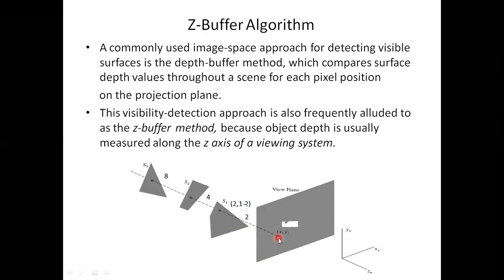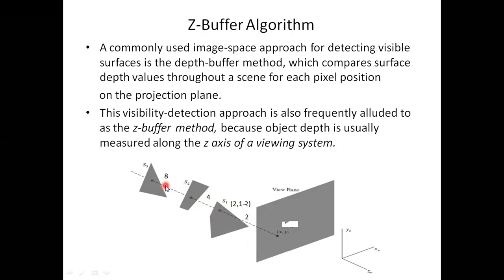This is the distance from the projection plane to the first object. What is the distance? 2 units. So the Z value is 2 for this object. Now what is the distance from the projection plane to the second object? It is 4 units. On the same lines, what is the value of Z for the third object? It is the distance from the projection plane to that object, that is 8.